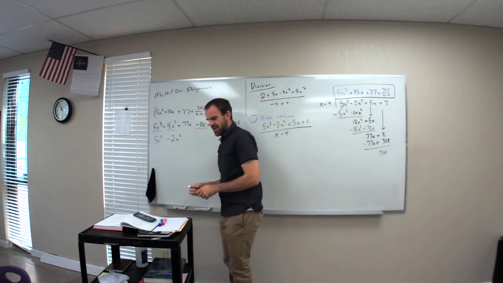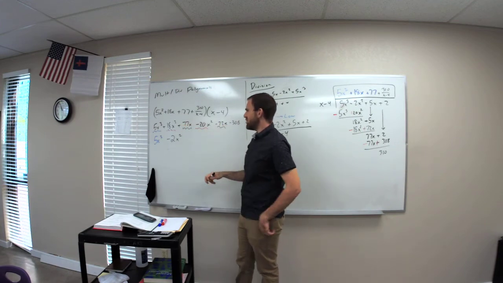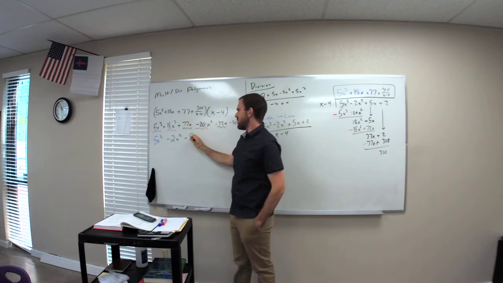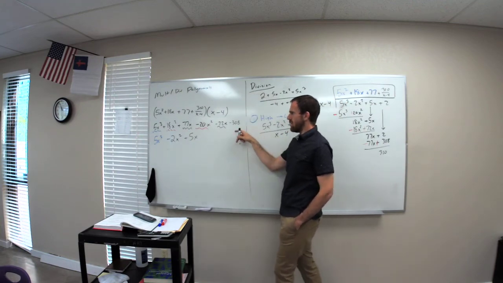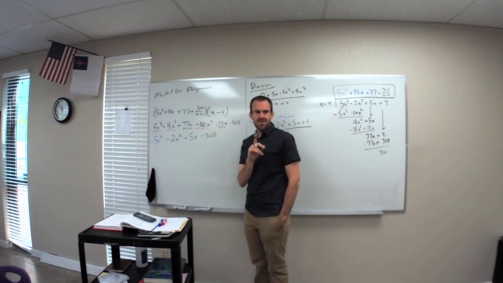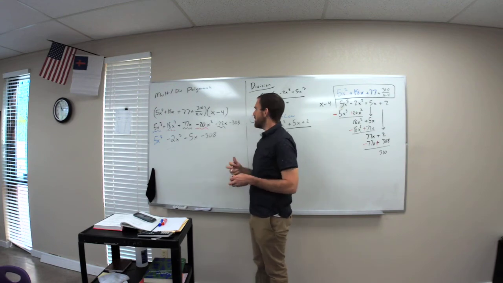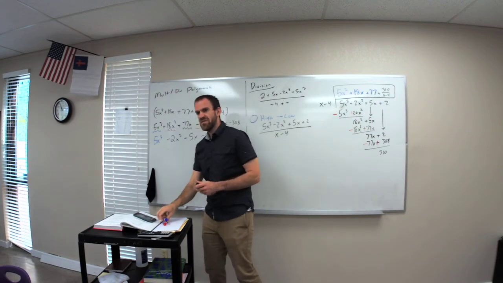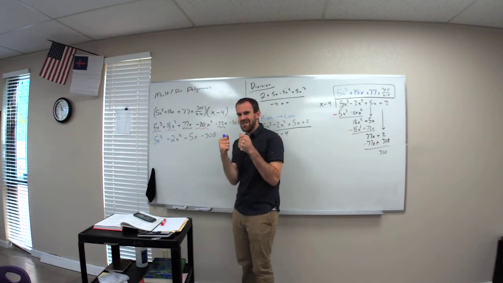Next one, 77x minus 72x is 5x, plus 5x, minus 308. Ugh. Here's the trick. What did we forget? We forgot the remainder.